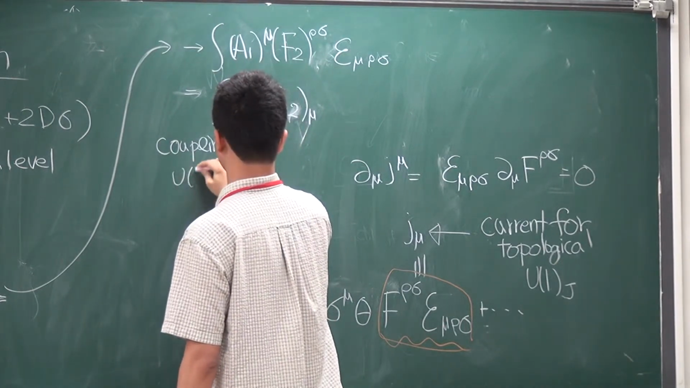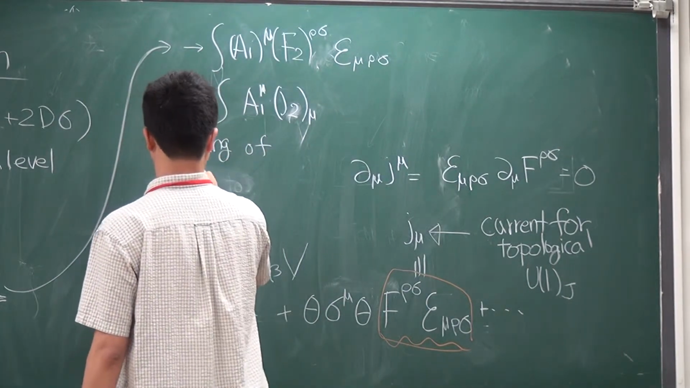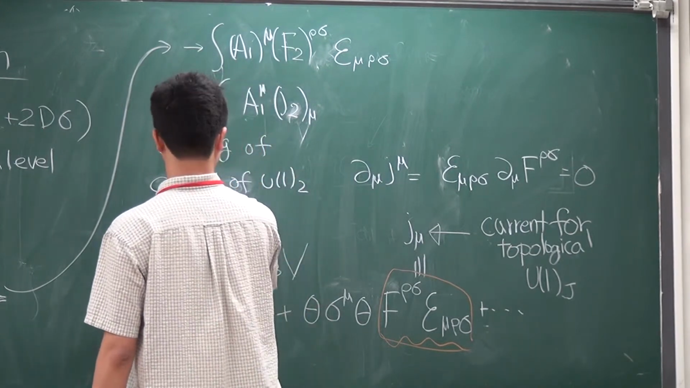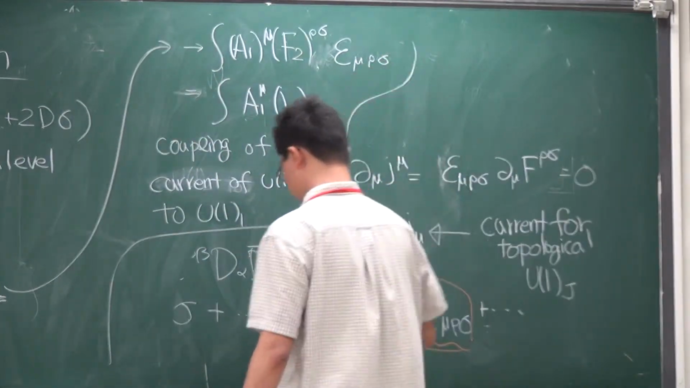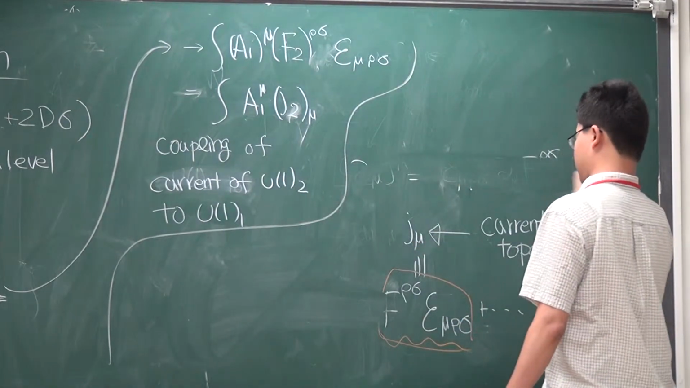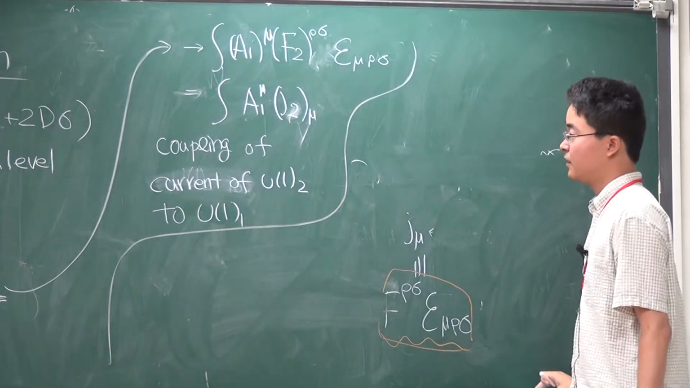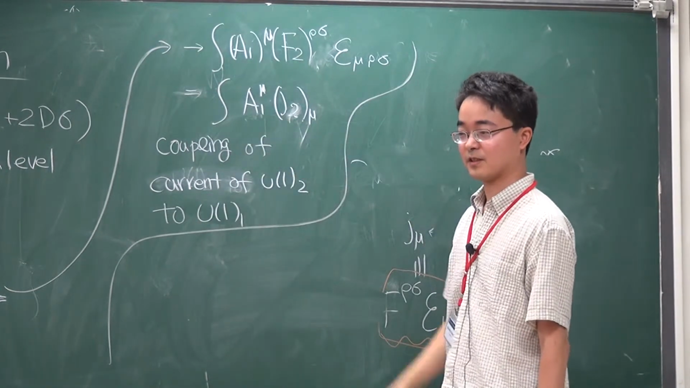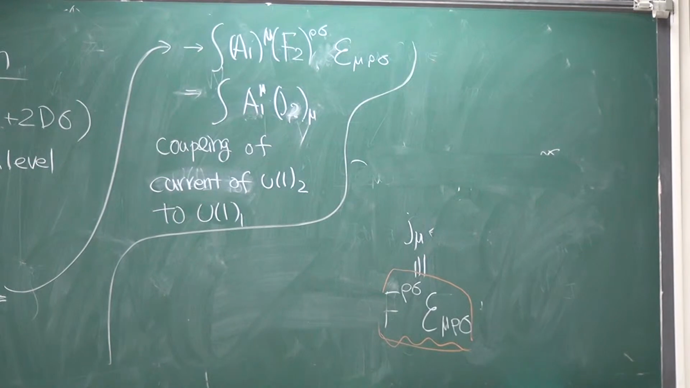Well, in this case, U1, U12 to current of U12 to U11. Perhaps I should eliminate this. And I put this 2 to be this topological U1, and this to be the original one. So the conclusion here is actually this off-diagonal Chern-Simons term.